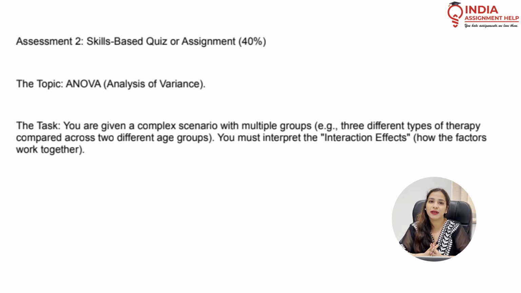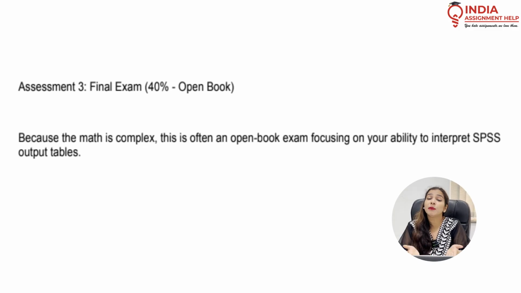The third will be assessment 3, which is the final exam. This will be an open book exam because the unit is not focusing on your concepts. It's not asking you to memorize the psychological concepts, but it is testing you on the skills of a researcher. So the unit is expecting you to learn the skills that are required to become a researcher, how to analyze data perfectly, and how to report your results. So assessment 3 will be an open book test, and it will have 40% weightage.